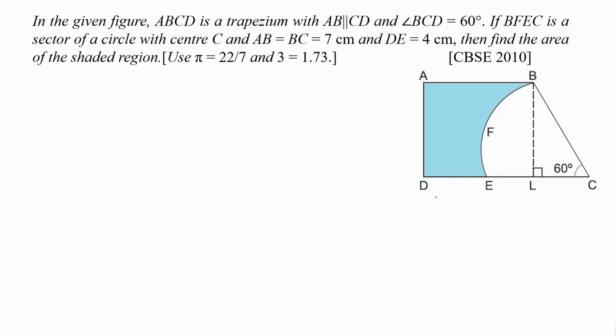In the given figure, ABCD is a trapezium with AB parallel to CD and angle BCD equals 60 degrees. BFEC is a sector of a circle with center C and the angle is 60 degrees. It is given that AB is equal to BC is equal to 7 centimeter and DE is equal to 4 centimeter. Then find the area of the shaded region.